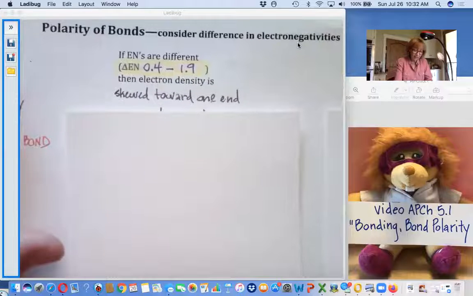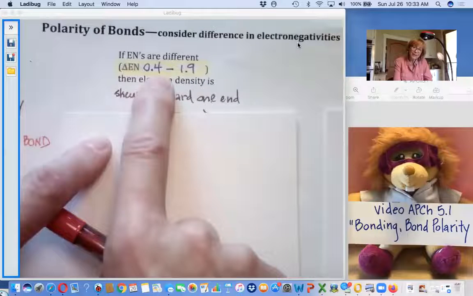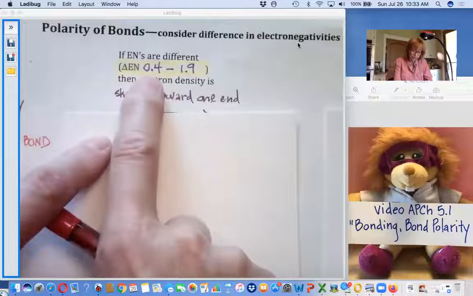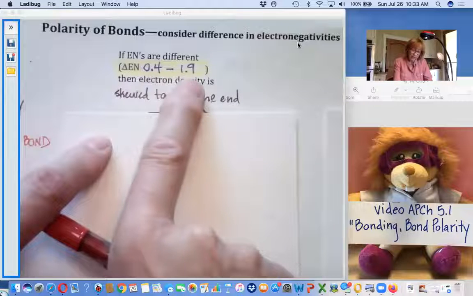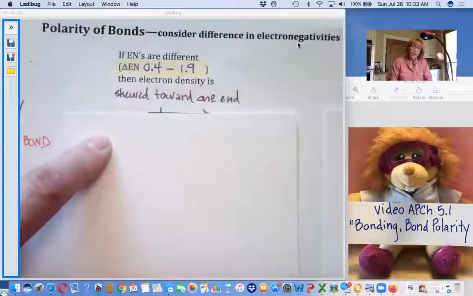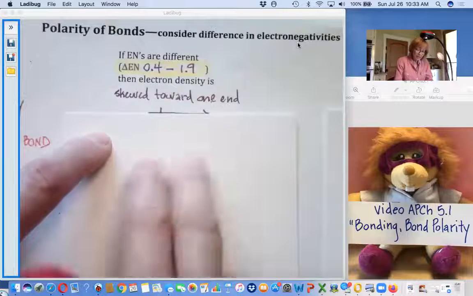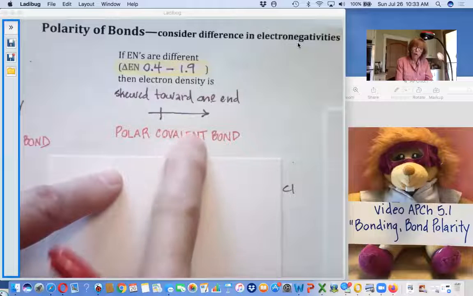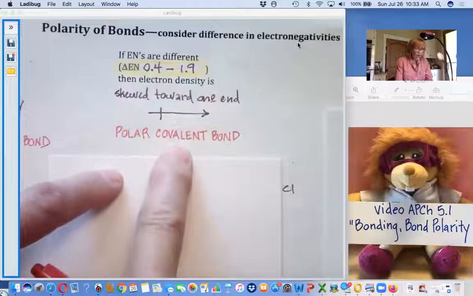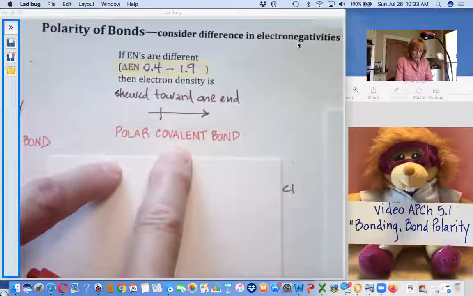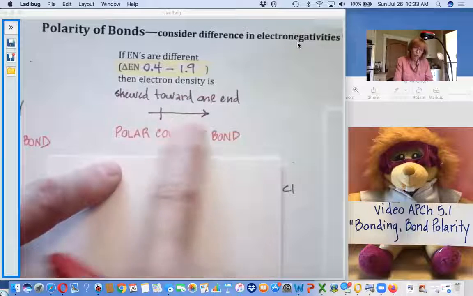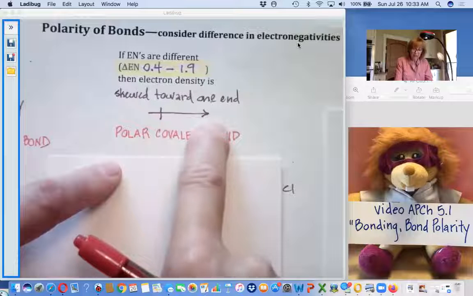electronegativities are different, but the difference is not quite as great. Let's say the difference is going to be somewhere between 0.4 and 1.9. In that range, there's not going to be an outright takeover of the electrons. Instead, the electrons are going to be shared, so covalent bond, but not shared equally. The sharing is definitely going to be skewed toward one end, skewed toward the more electronegative atom.